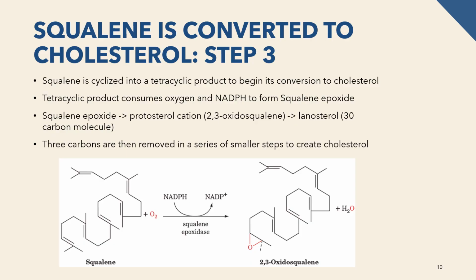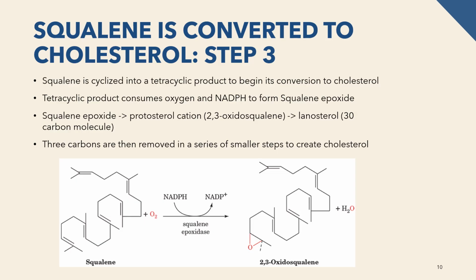Squalene is then converted to cholesterol in step 3. Squalene is cyclized into a tetracyclic shape to begin its conversion to cholesterol. This consumes oxygen and NADPH to form squalene epoxide, which is kind of an intermediary. Squalene epoxide then converts to what can be known as a protosterol cation. In the textbook, it's 2,3-oxidosqualene. Then it converts to lanosterol, which is still a 30-carbon molecule.